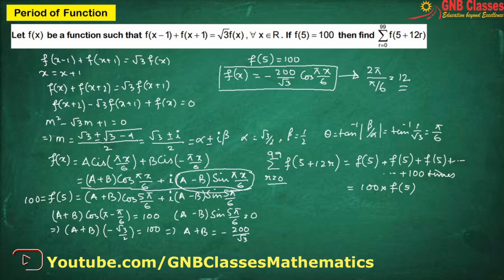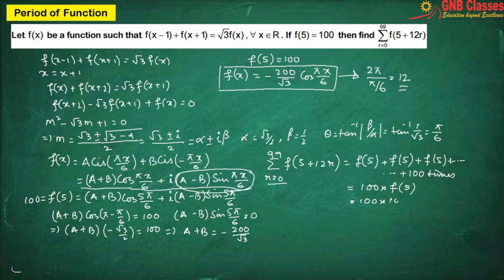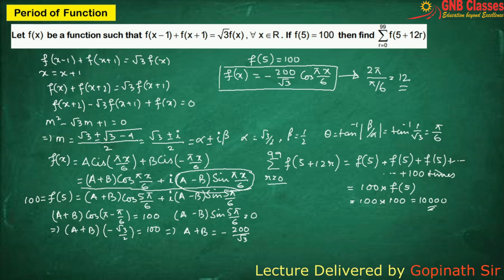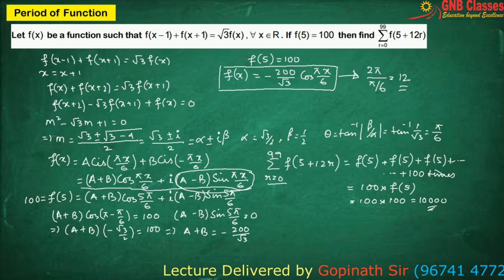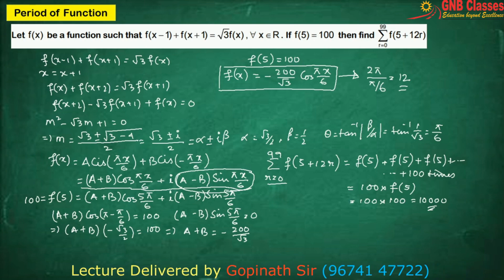Have you understood this? Therefore, our answer will be 100 into f(5). The value of f(5) is 100. So our answer is 10,000. Is it clear to all of you? Therefore, the value of the given expression is nothing but 10,000. Is it clear? Okay. Now let us move to the next problem.